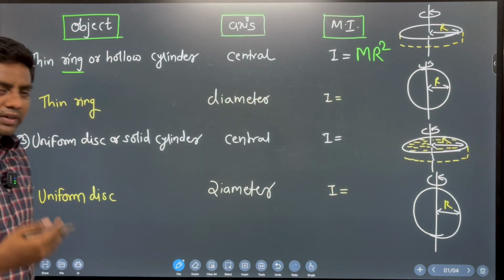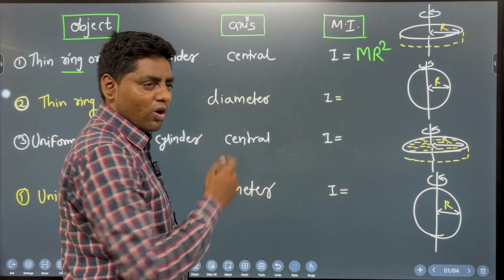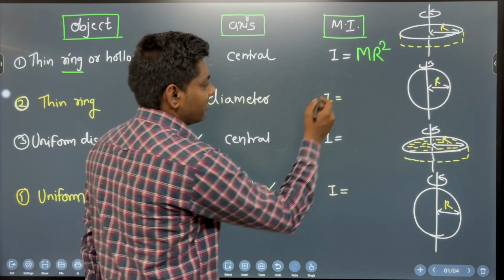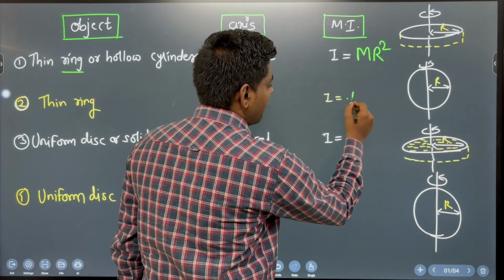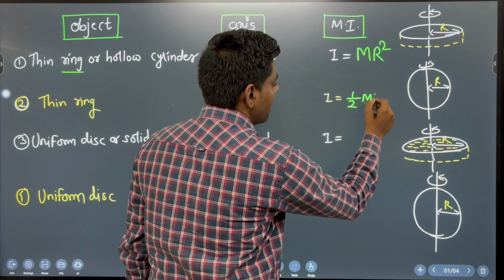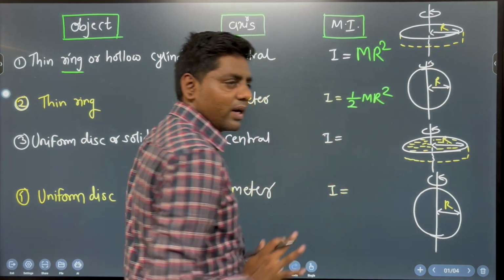Next, now the moment of inertia for thin ring, the axis passing along its diameter. So remember the formula, I equals half MR square. So it is a very simple formula.